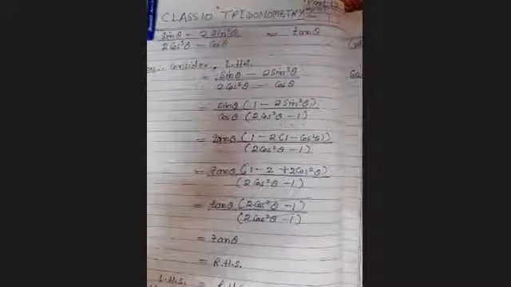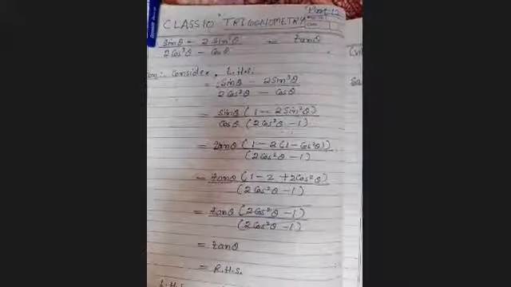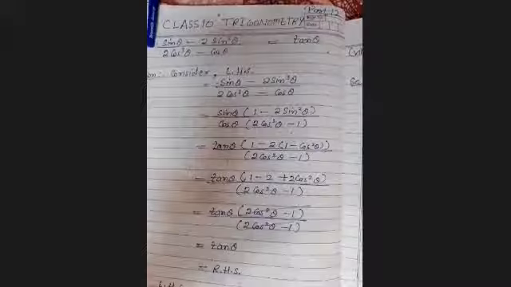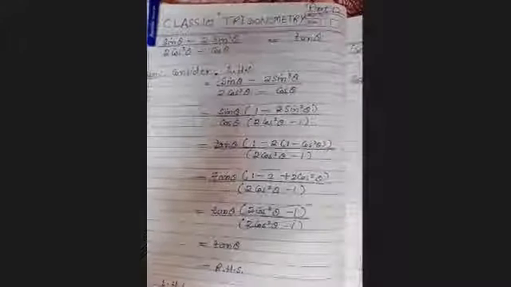Let us discuss more questions based on trigonometric identities, in which we are taking this question: (sin θ − 2 sin³ θ) / (2 cos³ θ − cos θ) = tan θ. Here we will consider the left hand side, that is (sin θ − 2 sin³ θ) / (2 cos³ θ − cos θ).